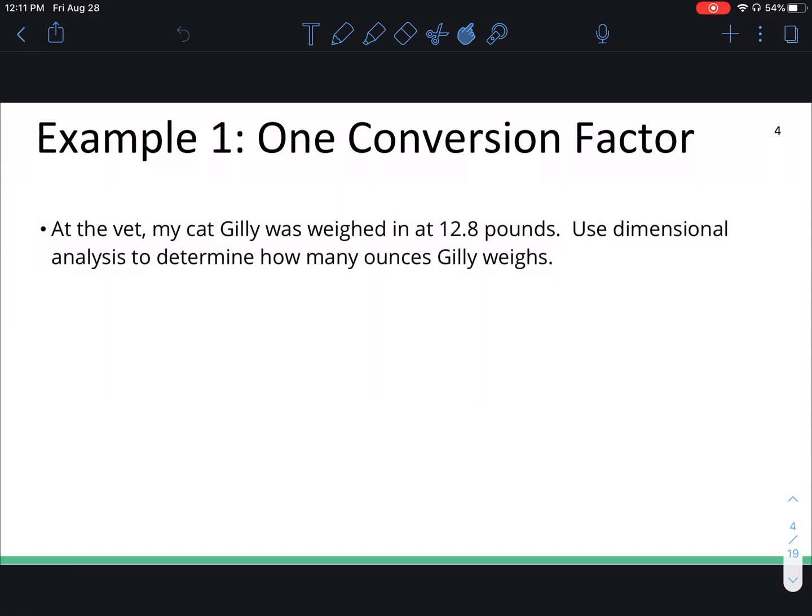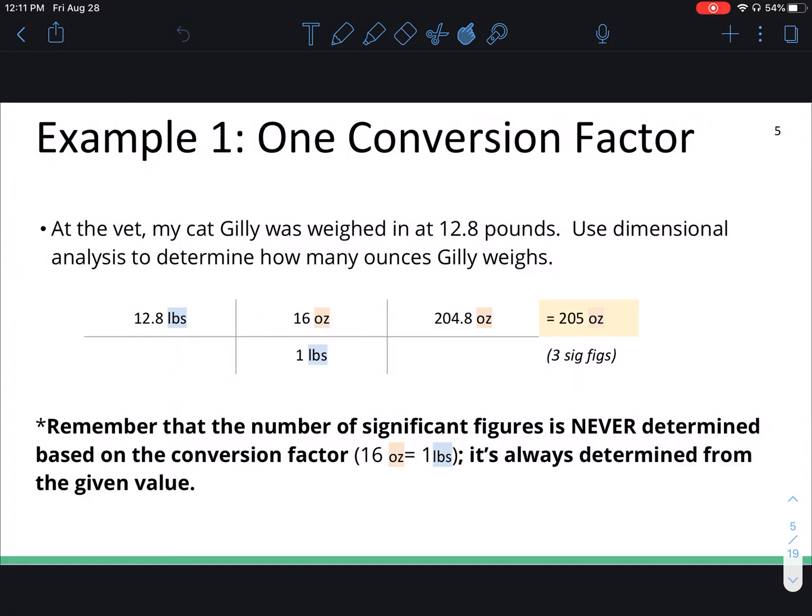All right, here is your answer. 12.8 pounds is our given value, and it goes in that very first spot. I need to cancel out pounds, so pounds goes in the denominator, and I want to end in ounces. Therefore, ounces is on the top, and it will carry through to the final answer. The true final answer, 205 ounces, has three significant figures because 12.8 pounds has three significant figures.